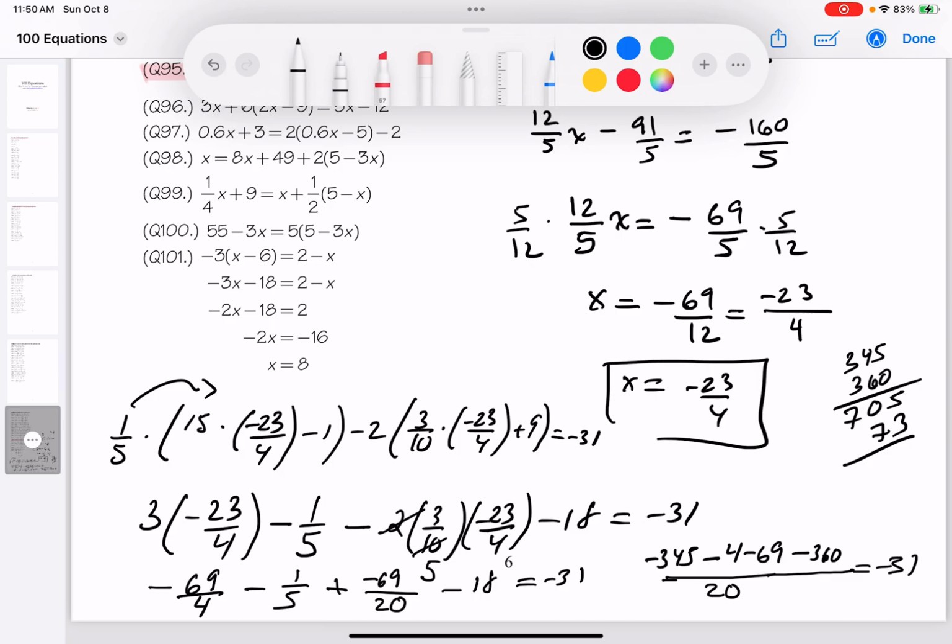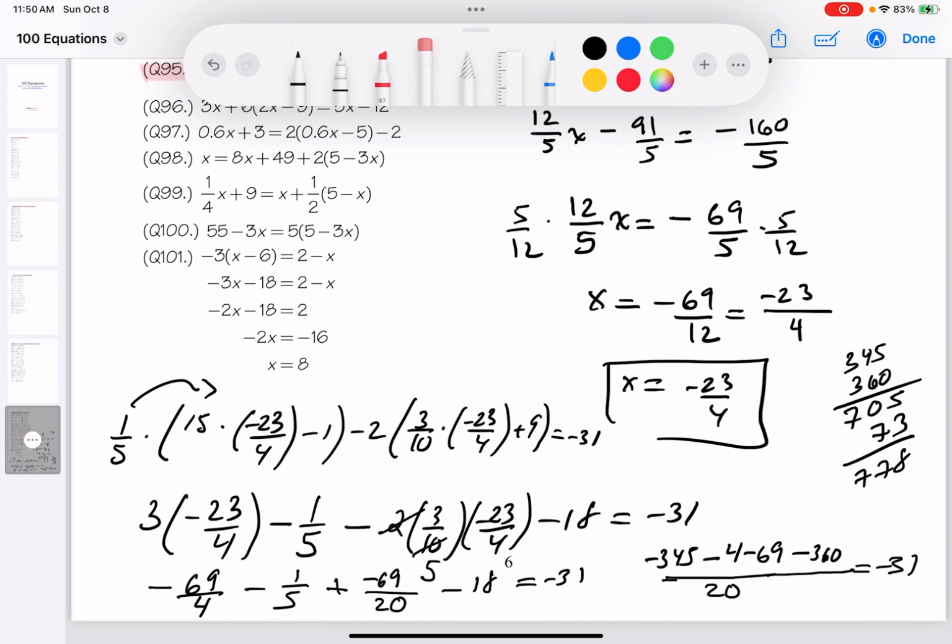And I think I made a mistake somewhere. 778. There's no way that's 20. Goes into that 31 times. So I made a mistake somewhere.